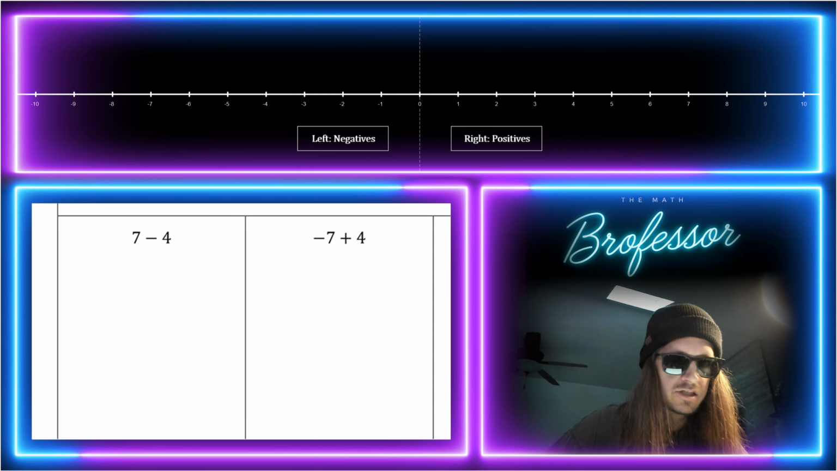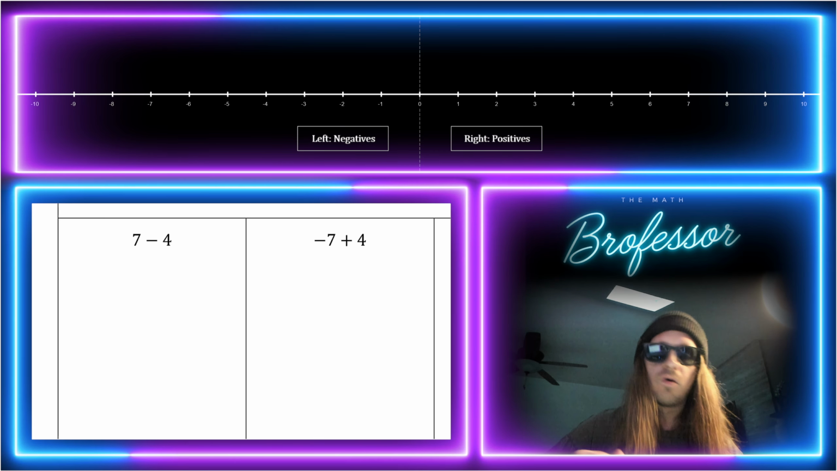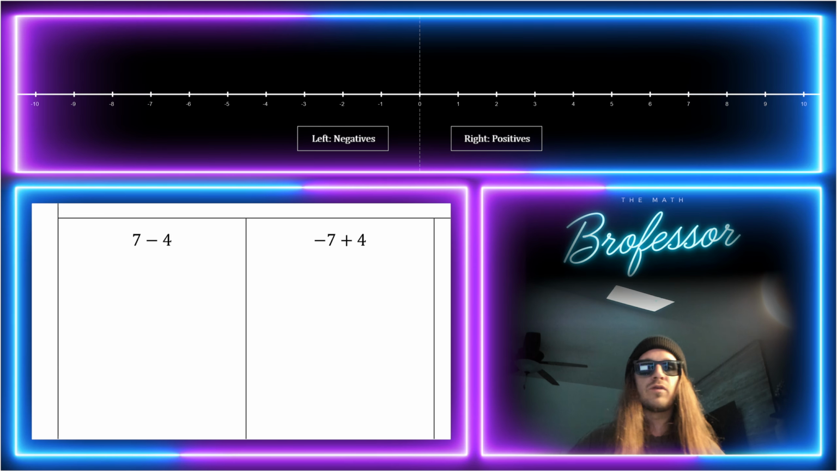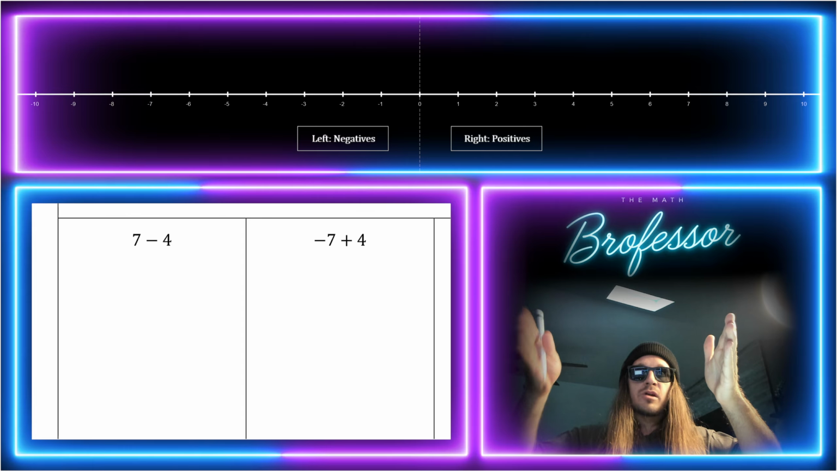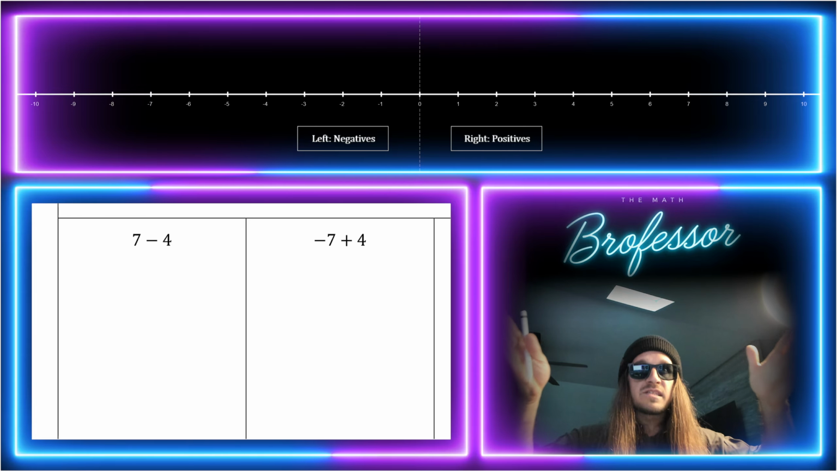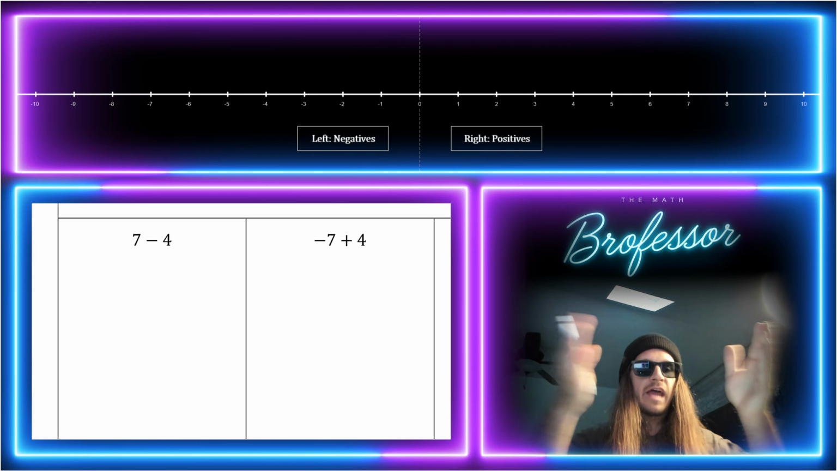But let's look at this on a number line. So 7 minus 4 is going to be the opposite of negative 7 plus 4. That is, I'm going to start on one side on the right and move left, and then on the other side I'm going to start on the left and move right. So we're going to start on opposite ends and move toward each other. That's what's going to happen now.